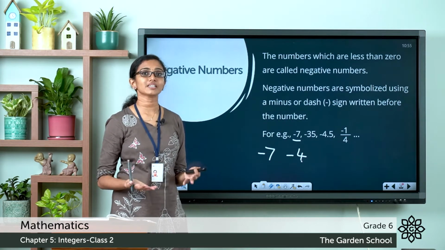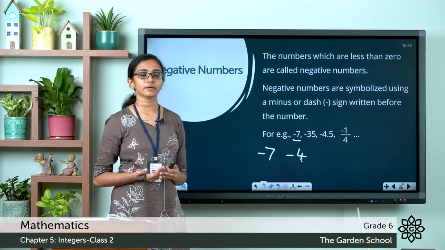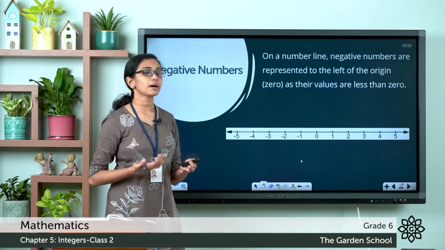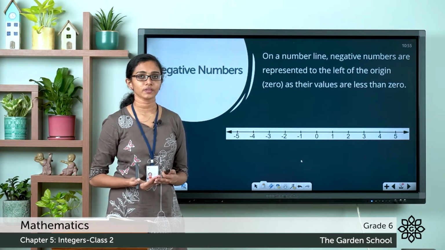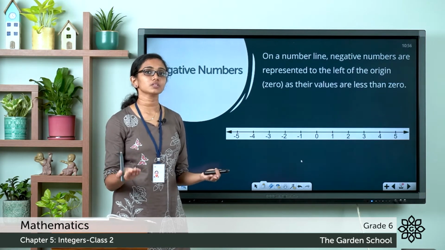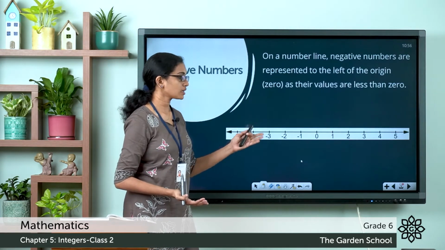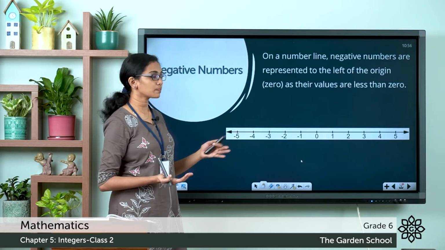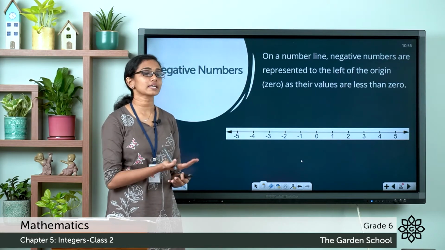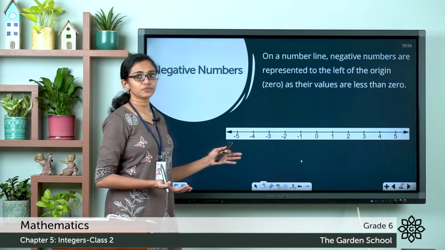Now how do you represent negative numbers on a number line? All of you know what a number line is. It is a visual representation of numbers on a straight line. And we know all the numbers greater than 0 are marked towards the right of 0 on a number line. So where do you represent numbers less than 0 or the negative numbers? To the left of 0.